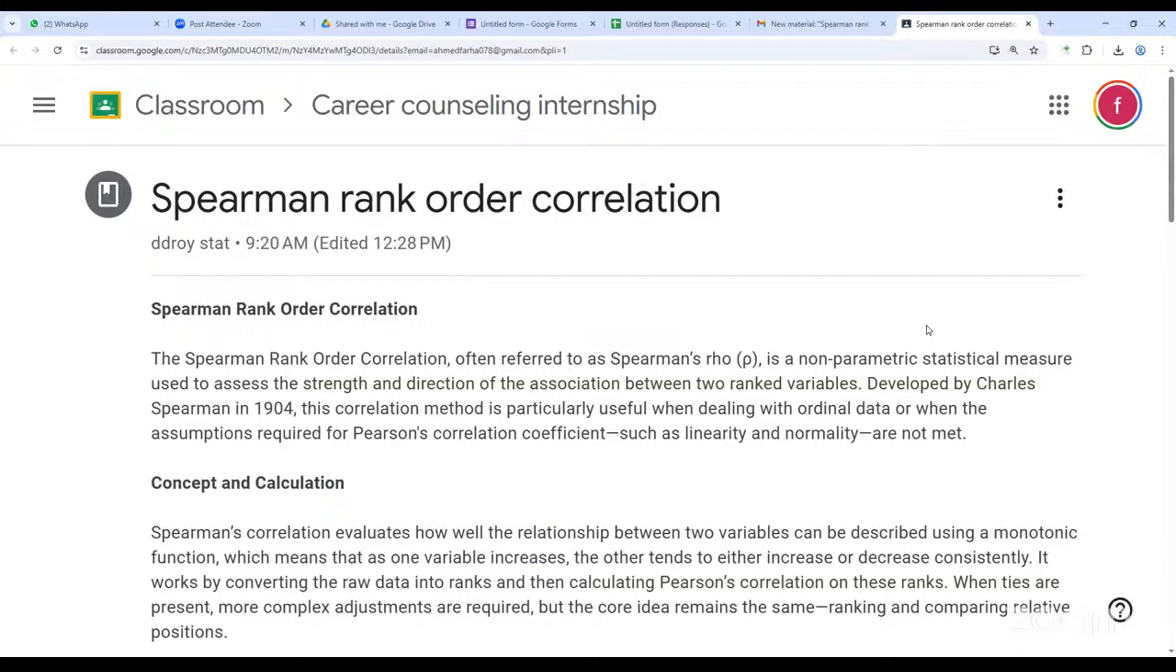Ananya, yes, sir. Have you heard the word correlation? Yes.